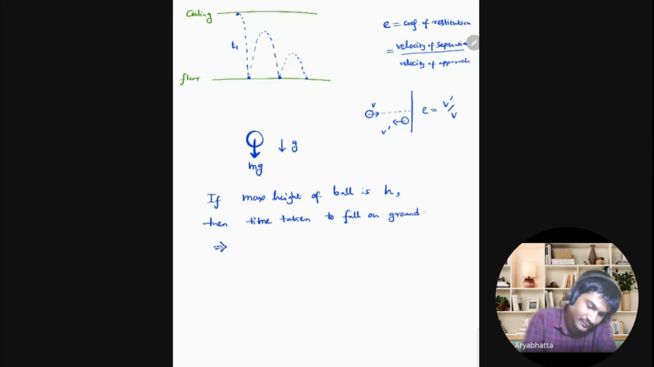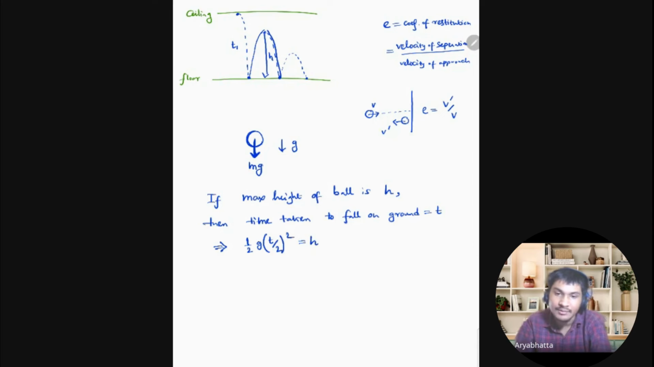that will be, let's say it's t, then we can write half g t square, not half g t by 2. Why am I writing t by 2? Because it takes t by 2 time to reach the top and then t by 2 time to reach the surface again. Suppose I say h, this is our h. Half g (t by 2) square is h. And that gives us a relation that h equals g t square by 8.